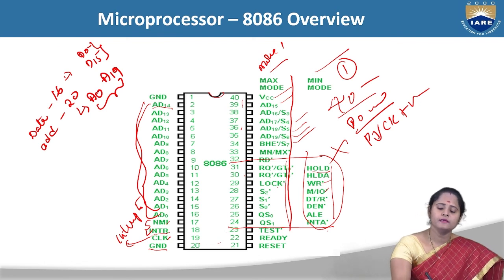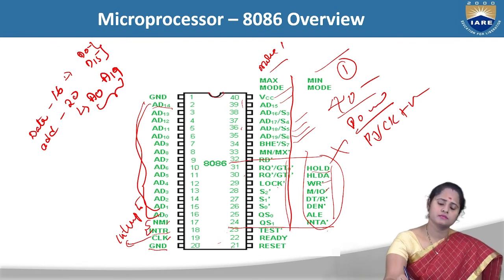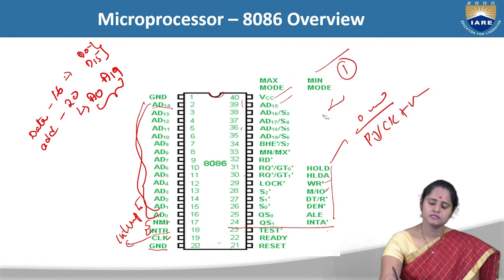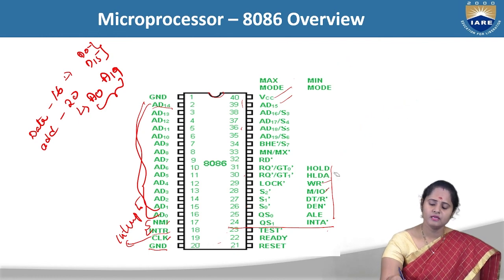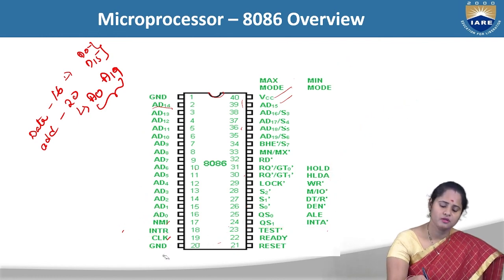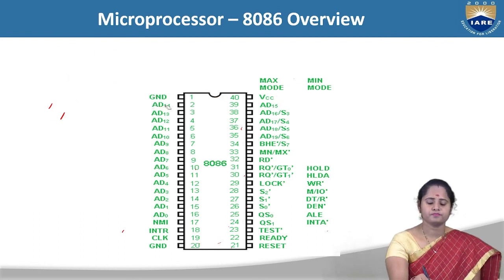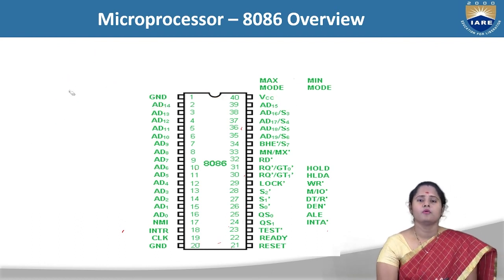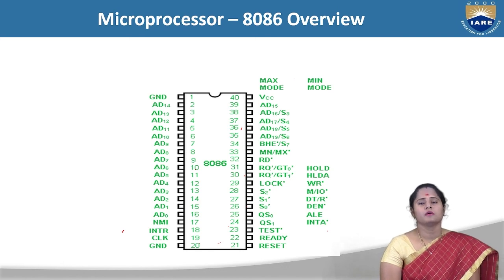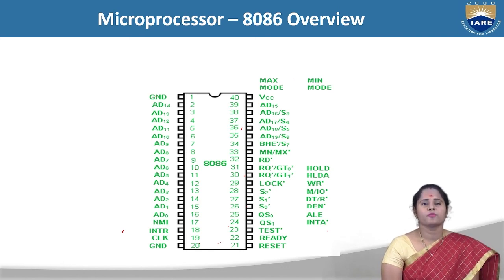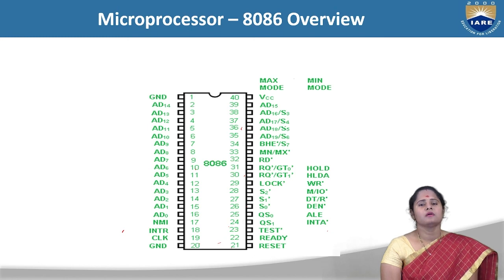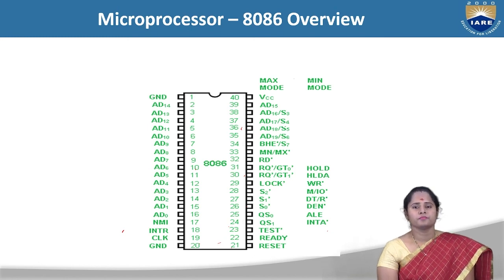In detail, what are the pins which we have, and what is each pin's function? We'll see that in the next class. I hope you have understood the definition of the 8086 microprocessor, what its characteristics are, what the internal architecture is, and the pin diagram.